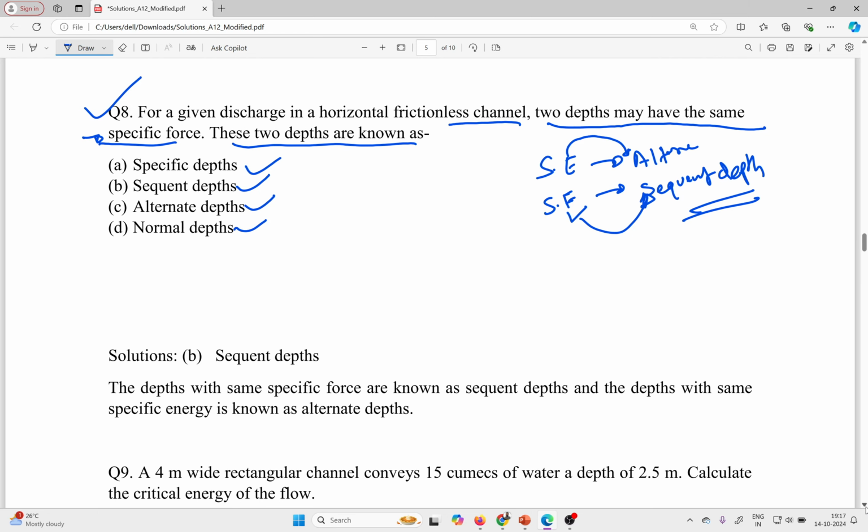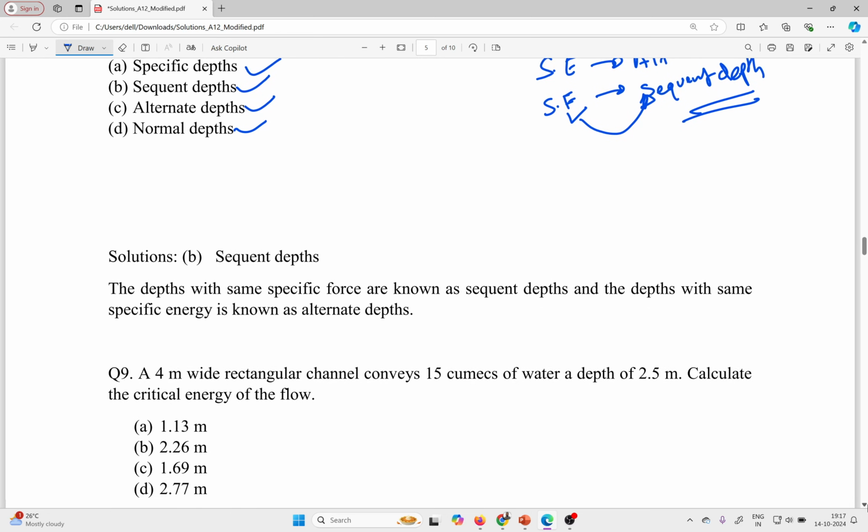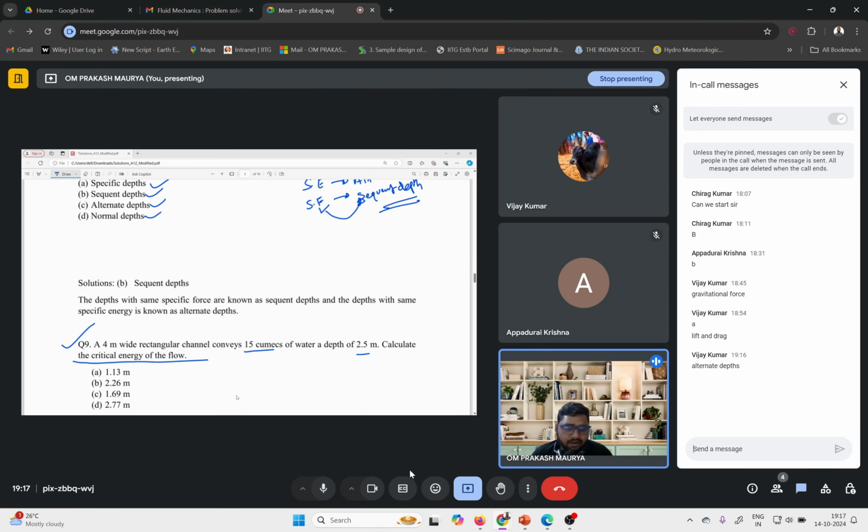Okay, I will show you question number 9, and after that I will go for a 5-minute break. Question number 9 is: a rectangular wide channel conveys 15 cubic meters per second of water at a depth of 2.5 meter. Calculate the critical energy of the flow. So please try to calculate the critical energy. Then I'll come back within 5 minutes.